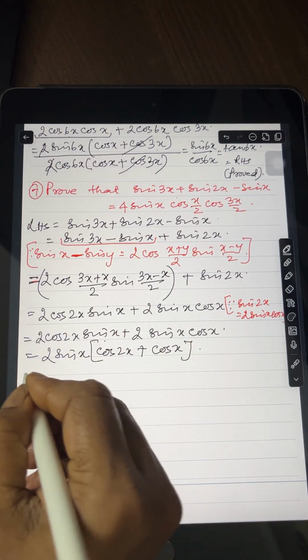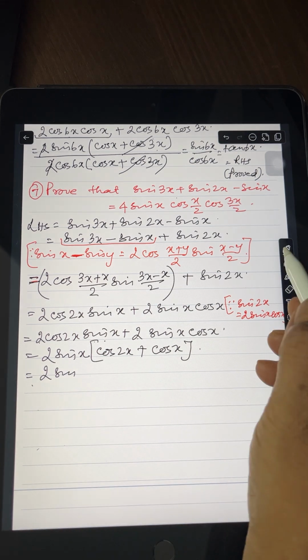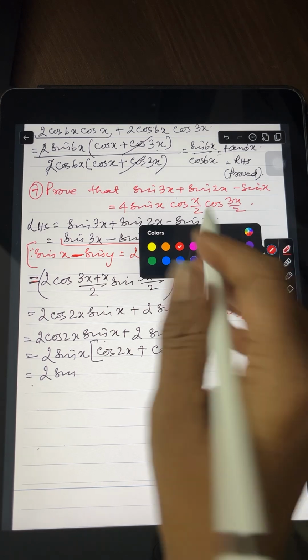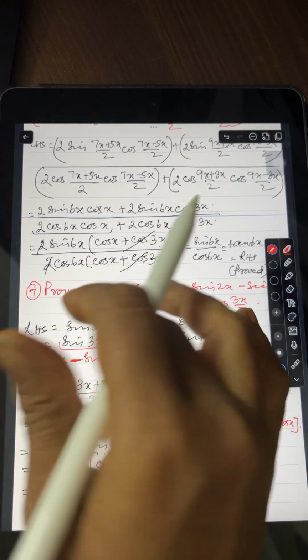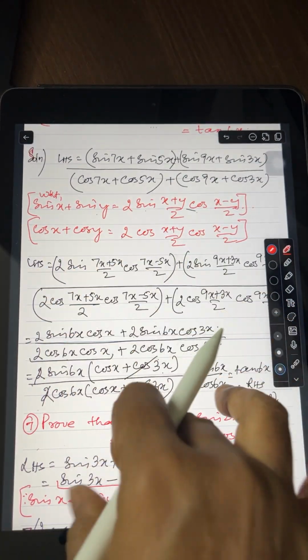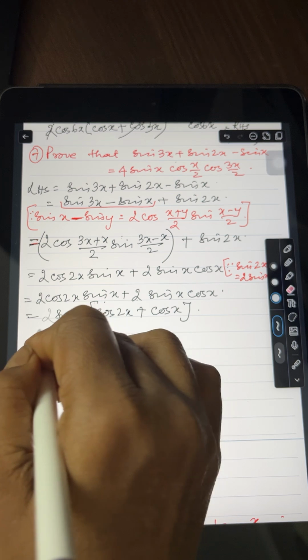Now what you can do is, again you will have to use the formula. What is the formula? Cos x plus cos y. The same thing. You can use this cos x plus cos y formula. So I will have to write it here. Wait, first 1 second.